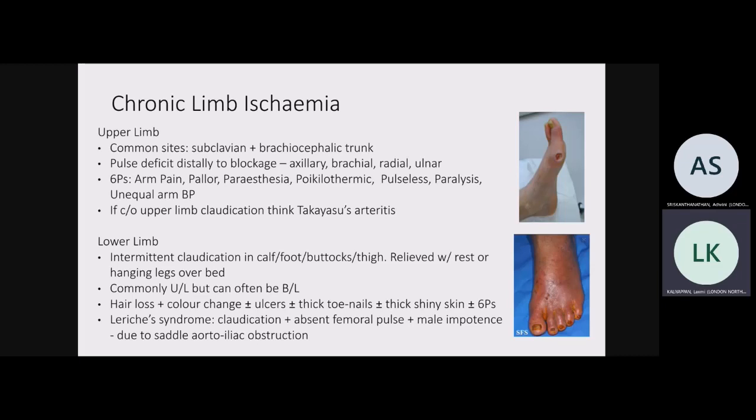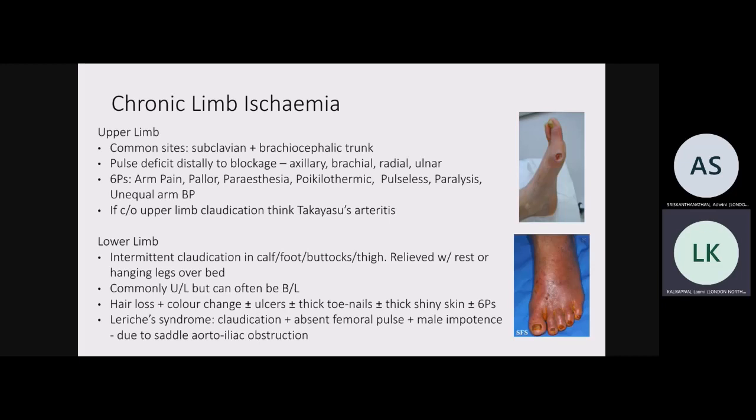If they are complaining of upper limb pain, this tends to be generally women, around middle-aged women. Think of Takayasu's arteritis, which is a form of large vessel vasculitis. And with lower limb pain, again, we've gone through symptoms of claudication. Most commonly it is unilateral, but you can sometimes have bilateral lower limb ischemia.